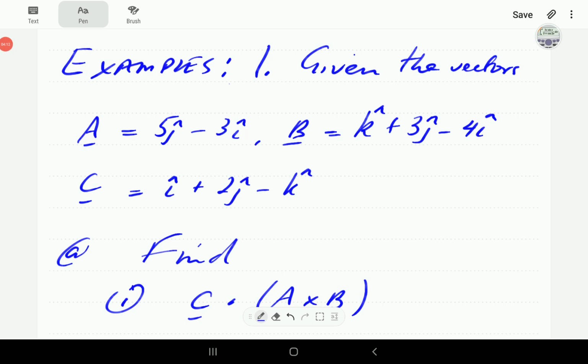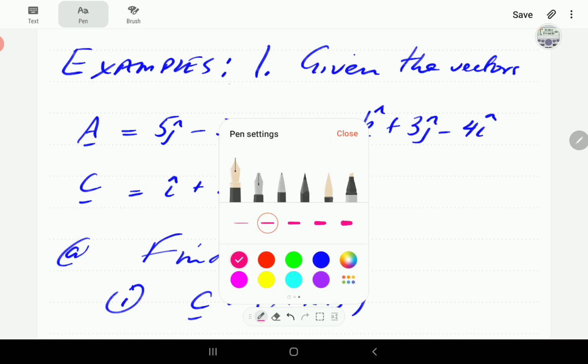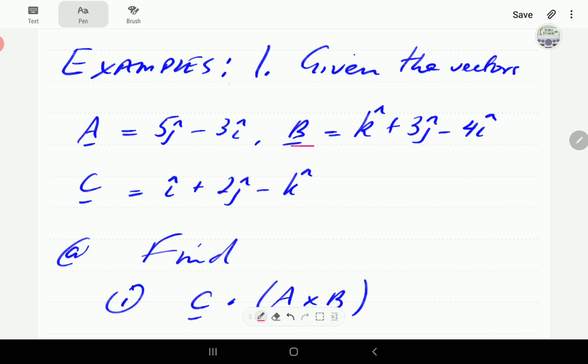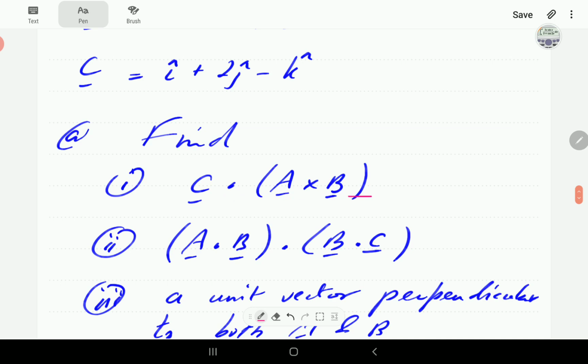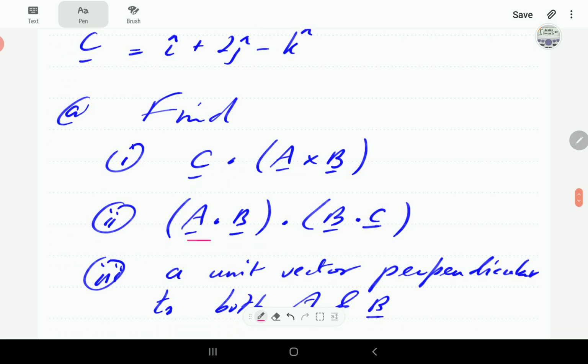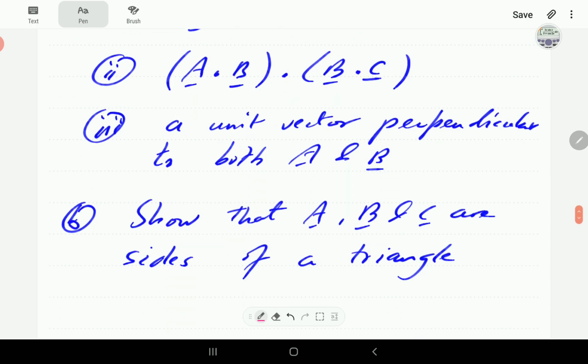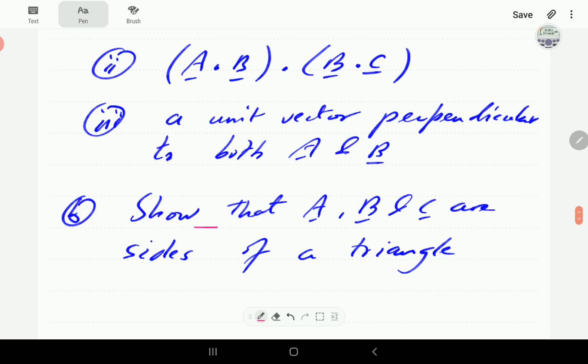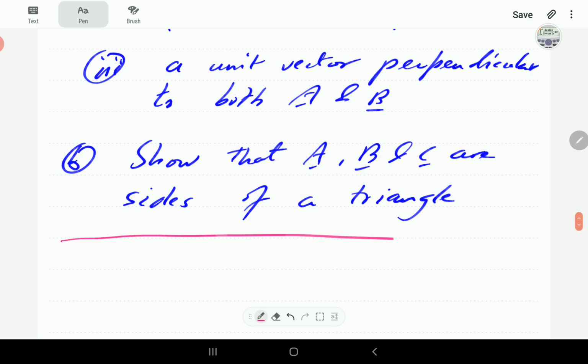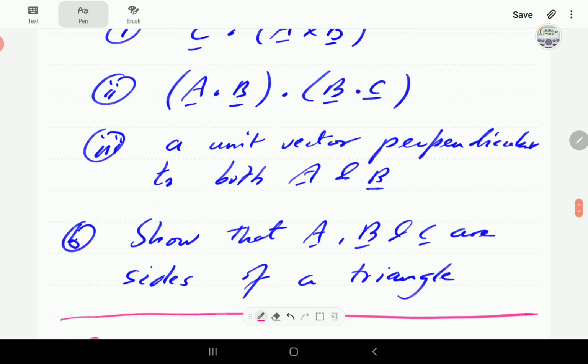Alright, in example number 1, we have three vectors: A, B, and C. In part 1, we want to find C dot A cross B. In part 2, A dot B dot C. In part 3, we want to find a unit vector perpendicular to both A and B. In part B, we want to show that A, B, and C are sides of a triangle. Okay, so let's have a go.